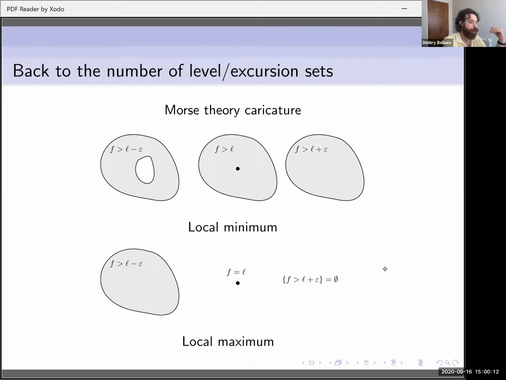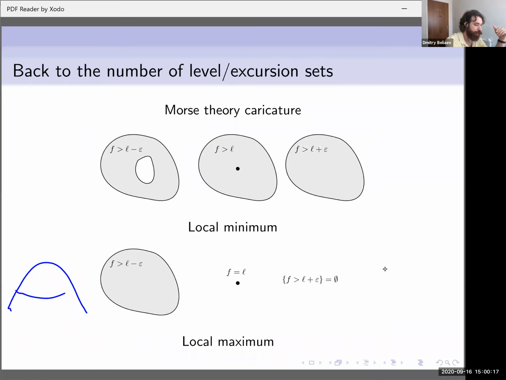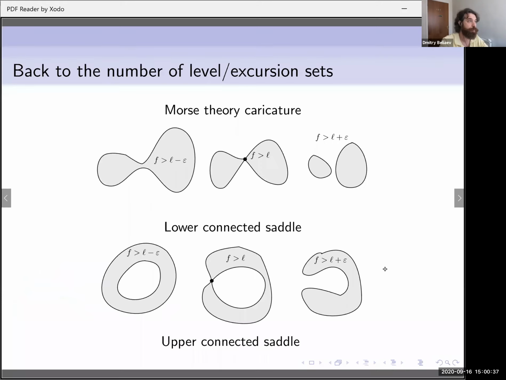What happens when we look at a local maximum? Basically our function looks like this. Then here we have this component. When you raise the level, it shrinks, then it becomes a single point, and then it disappears. So when you cross a local maximum, one connected component disappears.